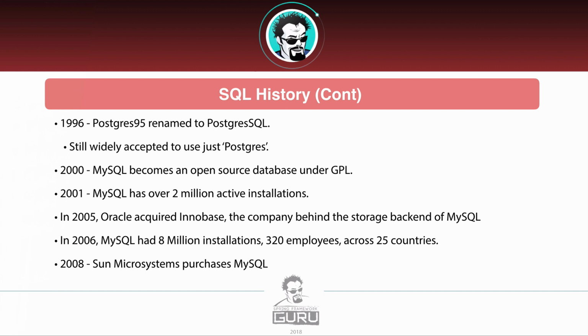Now, shortly after that, MySQL becomes an open source database under GPL, the GNU Public License, which is a very popular license and gives you a lot of freedom. And that really caused MySQL to take off. In 2001, they have over 2 million active installations. And shortly after that, in 2005, Oracle acquired Innobase, the company behind the storage engine of the back end of MySQL. So it made a lot of people in the MySQL community nervous about what Oracle may do with that, but it turned out to be much worry about nothing.